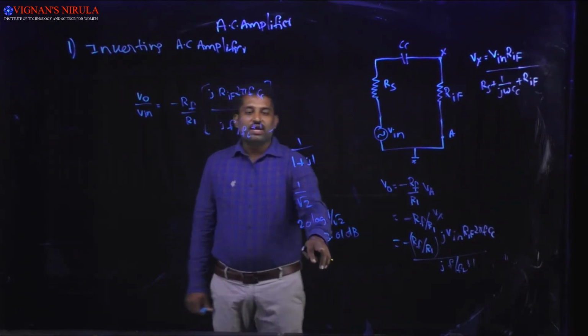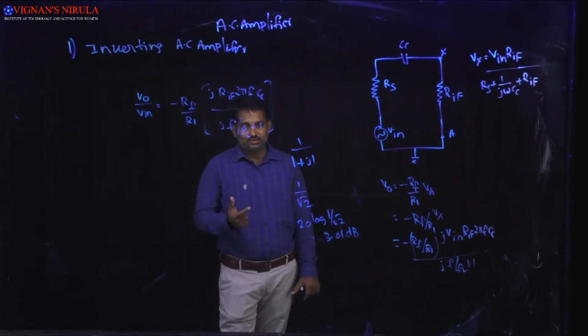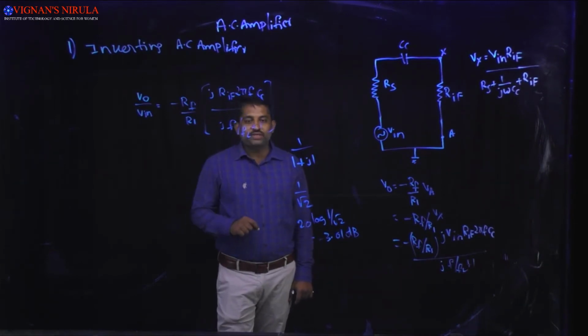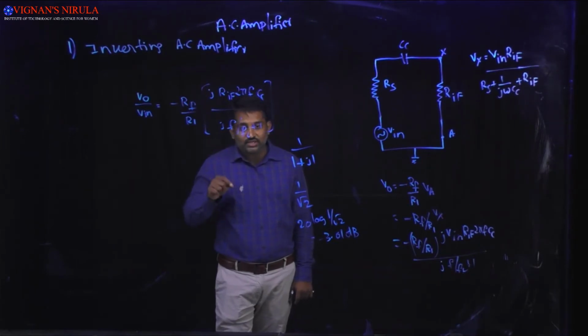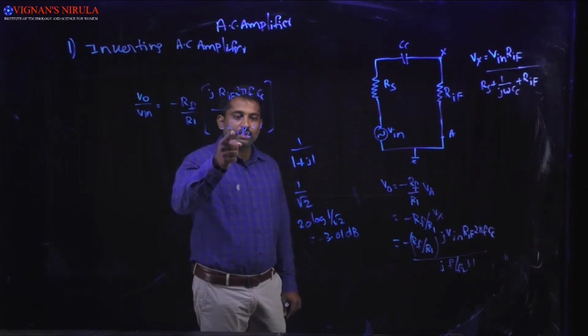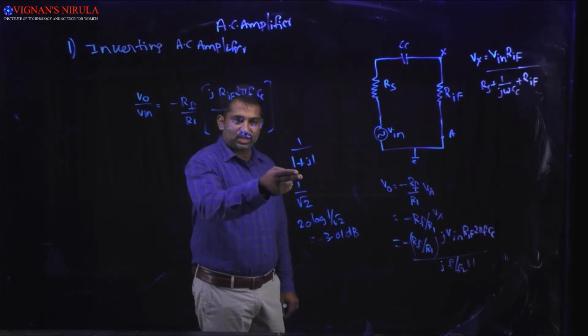So this minus 3.01 dB will be taken as the break frequency or corner frequency. So FL will be taken as the lower cutoff frequency. Why am I taking FL as the lower cutoff frequency? At f equal to FL, the denominator becomes root 2, 1 by 1 plus j 1.